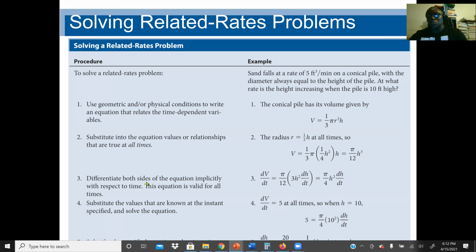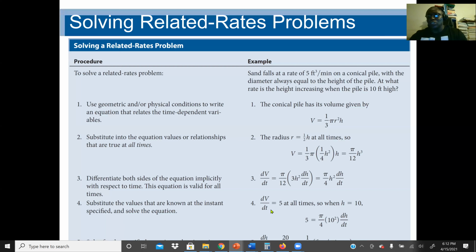So they say differentiate both sides of the equation implicitly with respect to time. Again, our topic is related rates, always with respect to time. So that's what we have. Then we substitute the values that are known at the instant specified and solve the equation.